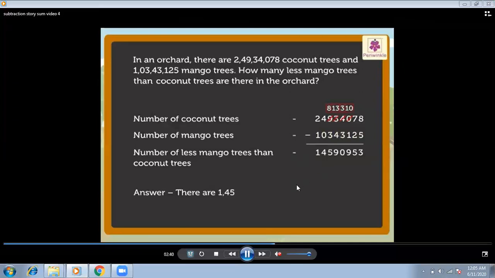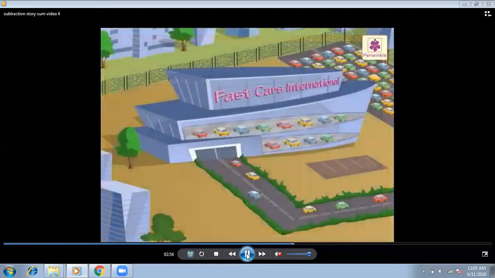And here you will write the ending statement also. That is a very necessary part of your story sum when you're supposed to solve it. So don't forget to write this ending statement after the answer. That is very important. So you write the ending statement that there are 1,45,90,953 less mango trees than coconut trees in the orchard. And this way you will make your ending statement.